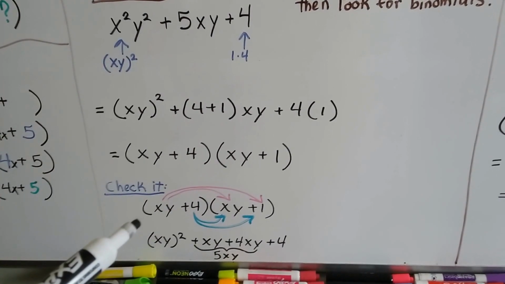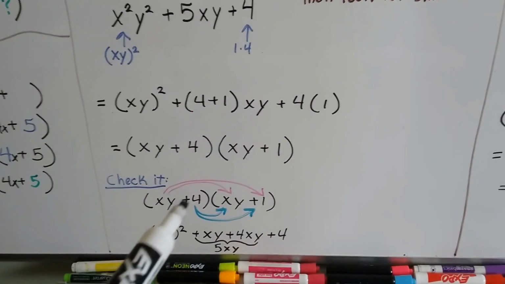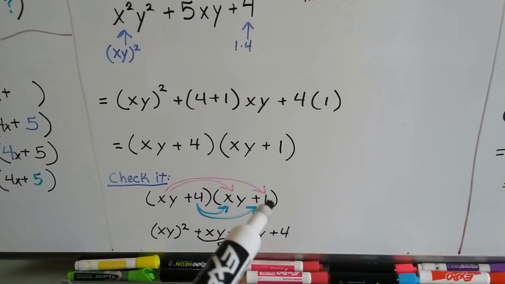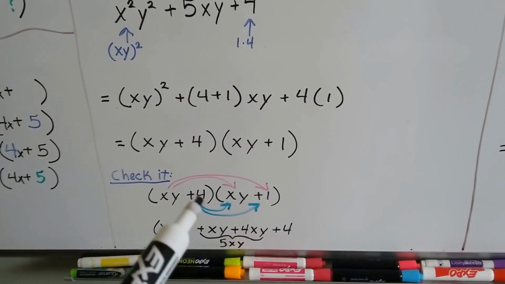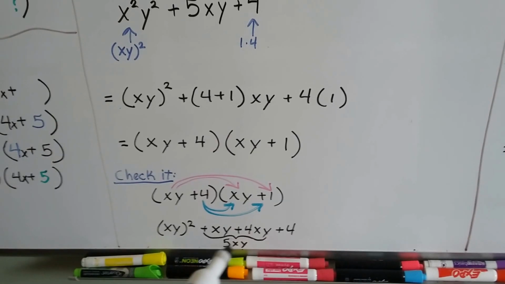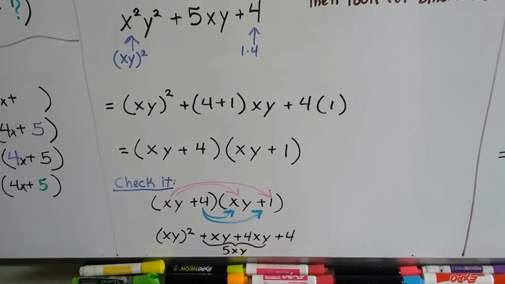We can check it by foiling it to see if it works. And when we do the center, we get xy times 1, which is the plus xy, and we get a 4 times xy. And when we add them and combine them, we get the plus 5xy that we needed. See? Now take a look at this one.